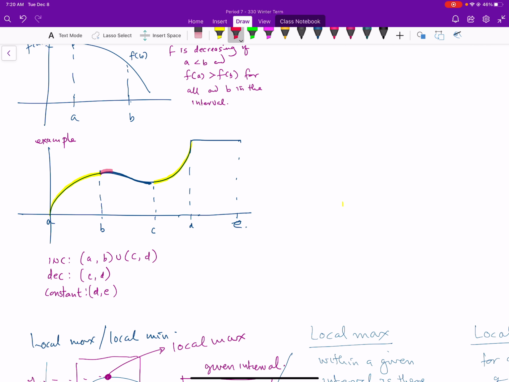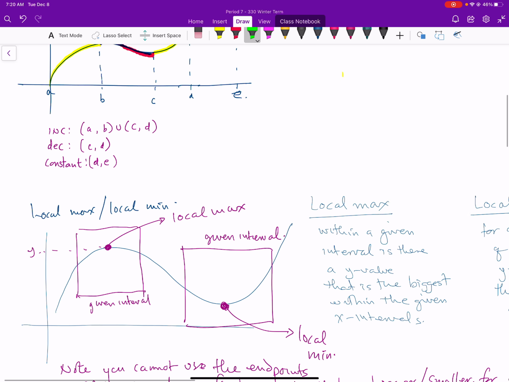And then if it's decreasing, it's right about here. You can clearly see that as you're scanning from b to c, the y values keep dropping. It gets smaller and smaller and smaller. The previous one is always bigger than the next one. All right. And then constant, you can see it right here. From d to e, the y value remains the same.